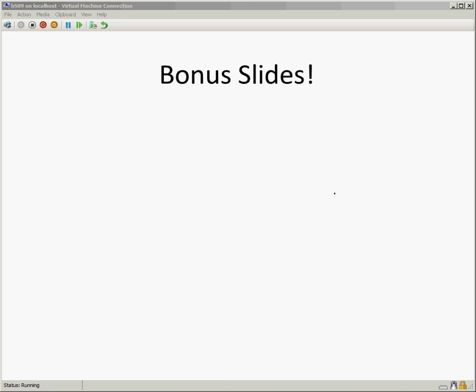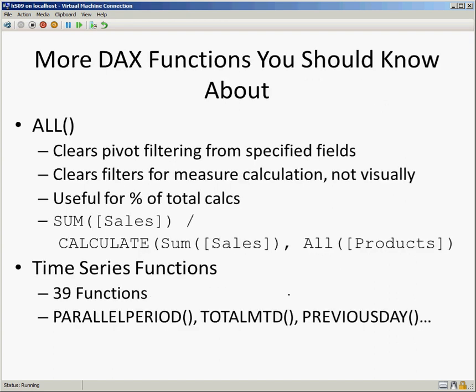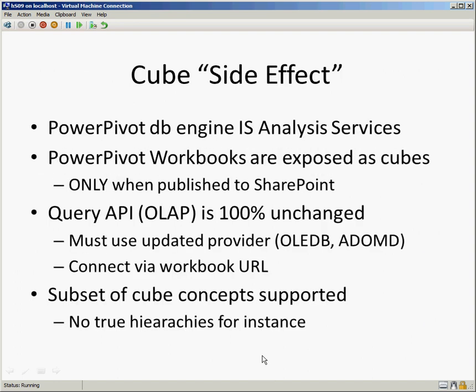I think that's about it. Oh, actually, there's one other thing. After the presentation yesterday, I put together a few bonus slides. I'm not going to talk you through them. I'm just going to sort of show them to you really quick. And I'm going to share these with Marcus and Johan to send out to you guys. So I've got a slide here on how I view the sort of ideal relationship between database pros and Excel pros in PowerPivot. Take a look at that and tell me what you think. A couple of points about some DAX functions that I didn't show you, that you should at least know that they exist.